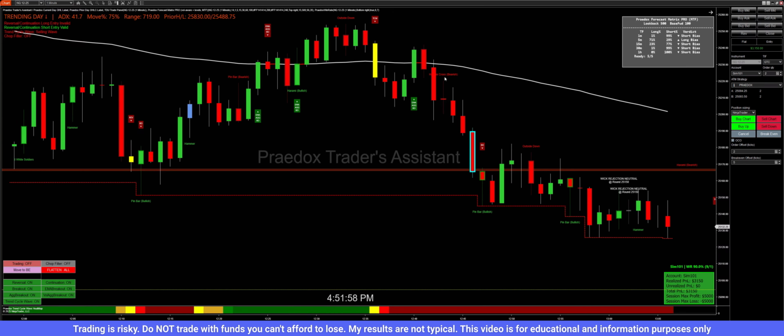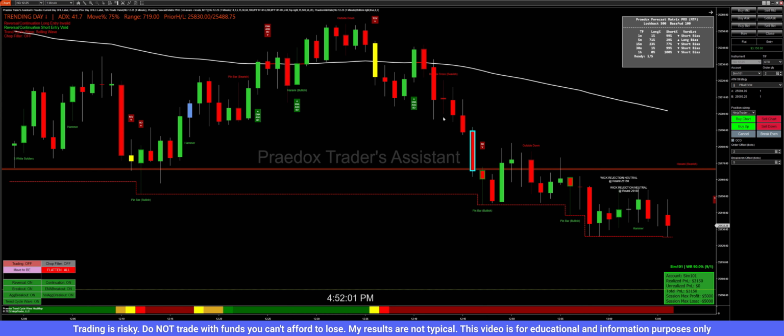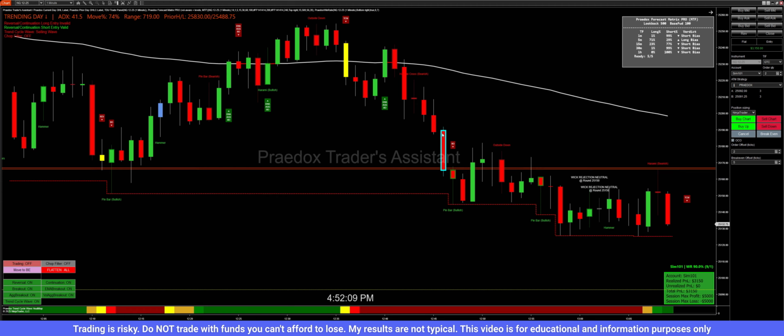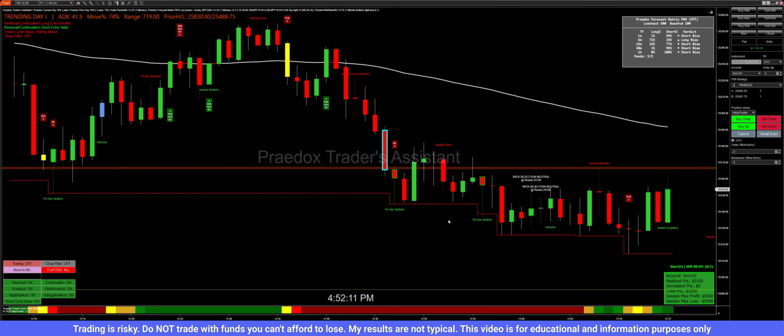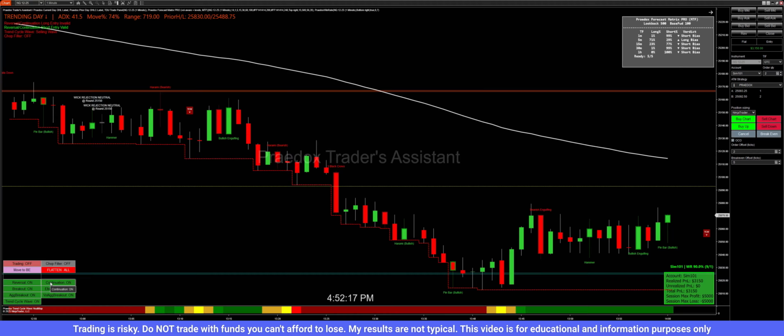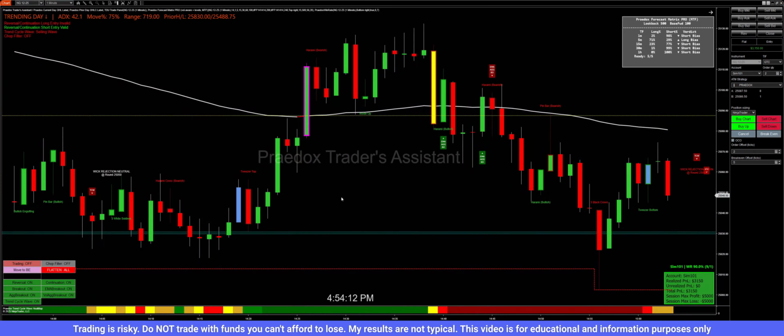If you want to trade price action, the Harami cross is usually a pretty good pattern to be trading on. If you don't, you want to wait. You get some volume here. There's a big bar followed by a breakout. So you can see that's how you use price action along with Traders Assistant signals and setups. So that's it.